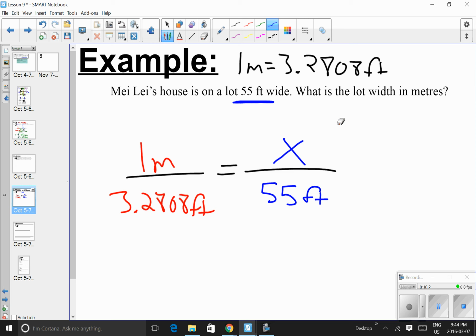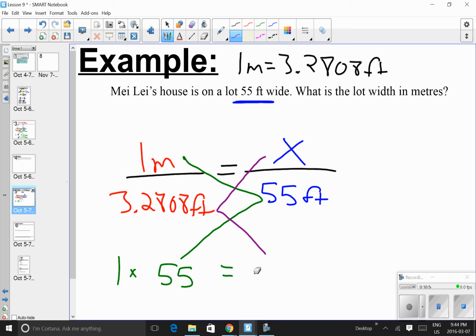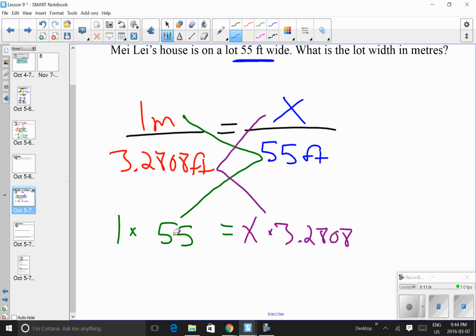Now, same idea, I'm going to do my cross multiplying, because I don't really like dealing with fractions. So I'm going to do top of one side times bottom of the other side, goes on one side of the equal sign. So that's going to be 1 times 55. Now my other side is top of one side times the bottom of the other, so that's going to be x times 3.2808. Now 1 times 55, that's just 55, so I don't even need to write that.